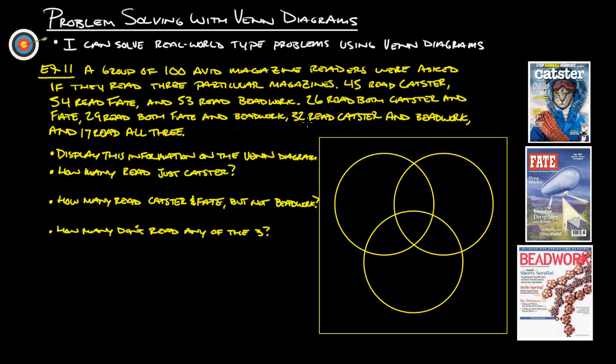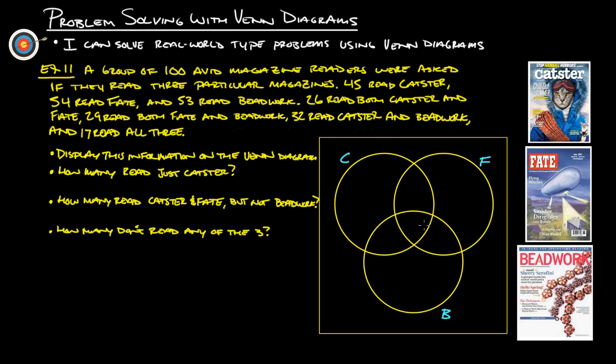All right, so the key to making this seemingly difficult problem not nearly as bad is to try to see if you can find this middle number first, the one that's in all 3. Okay, so let's see, we have Catster, we have Fate, and we have Beadwork.